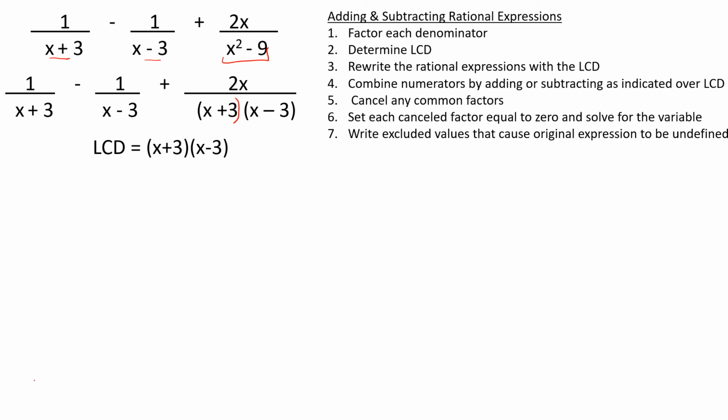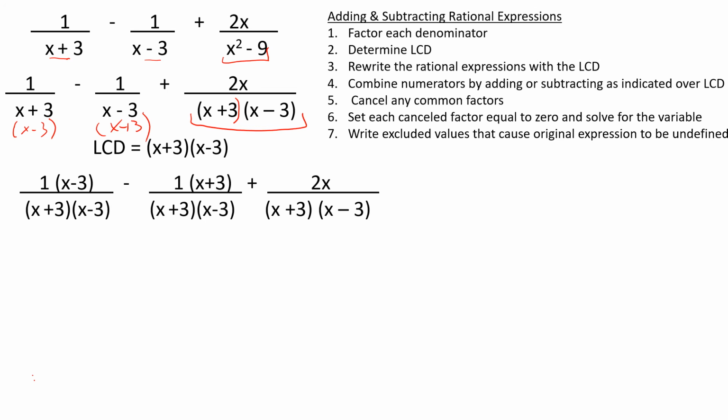Now we're going to rewrite our fractions. This one already has the LCD, so we're not going to have to change anything in that last fraction. This one needs to have the x minus 3, and this one needs to have the x plus 3. So that is why we are multiplying by that in the numerator and the denominator.